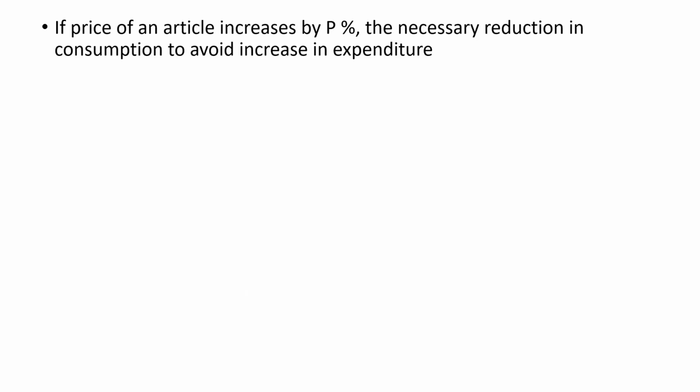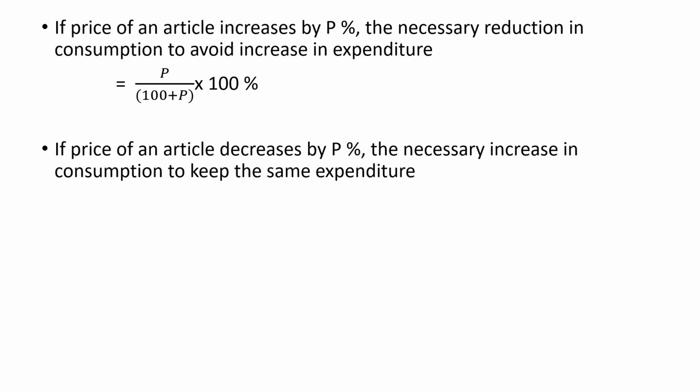If the price of an article increases by P percent, the necessary reduction in the consumption to avoid increase in the expenditure is given by P divided by 100 plus P into 100. If the price of an article decreases by P%, the necessary increase in the consumption to keep the same expenditure is P divided by 100 minus P into 100%.